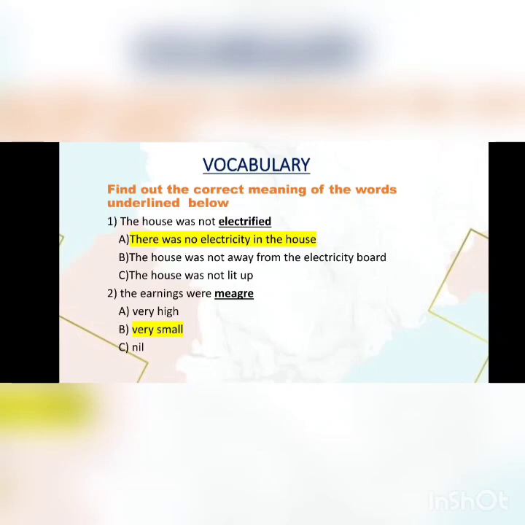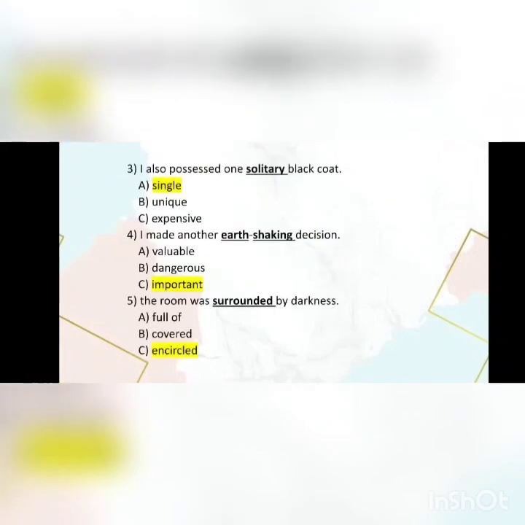Then move to the second one. My earnings were meager. Options are very high, very small, nil. Meager means very small. Let us see the third one. I also possessed one solitary black coat. Options were single, unique, expensive. Solitary means single. Next, move to the fourth one.